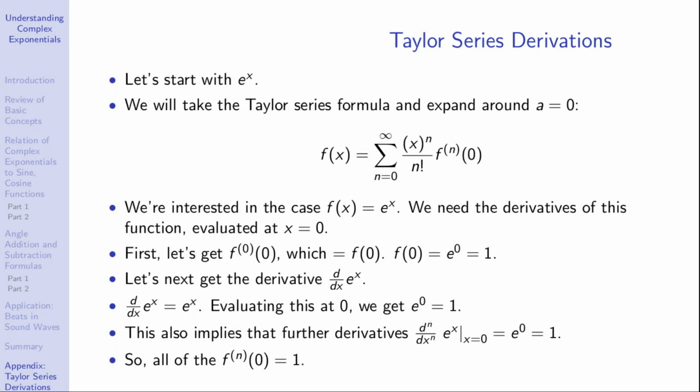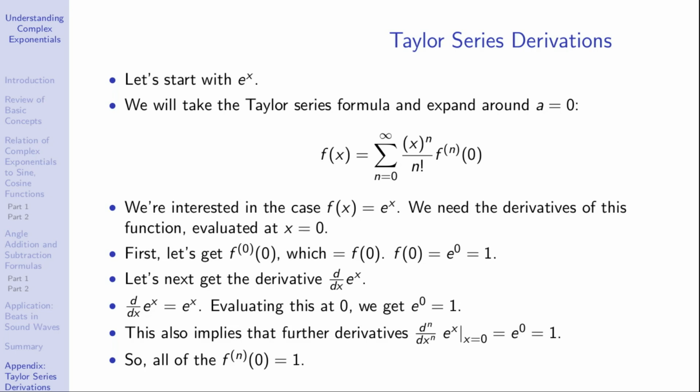Okay, let's start with e to the x. We will take the Taylor series formula and expand around a equals 0. So then we have that f of x is equal to the sum over n from 0 to infinity of x raised to the nth power over n factorial times the nth derivative of f evaluated at 0. We're interested in the case where f of x is equal to e to the x. We need the derivatives of this function evaluated at x equals 0.